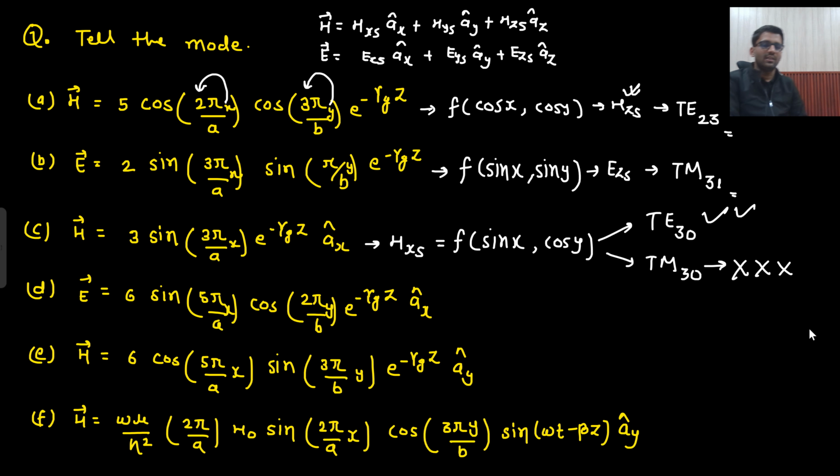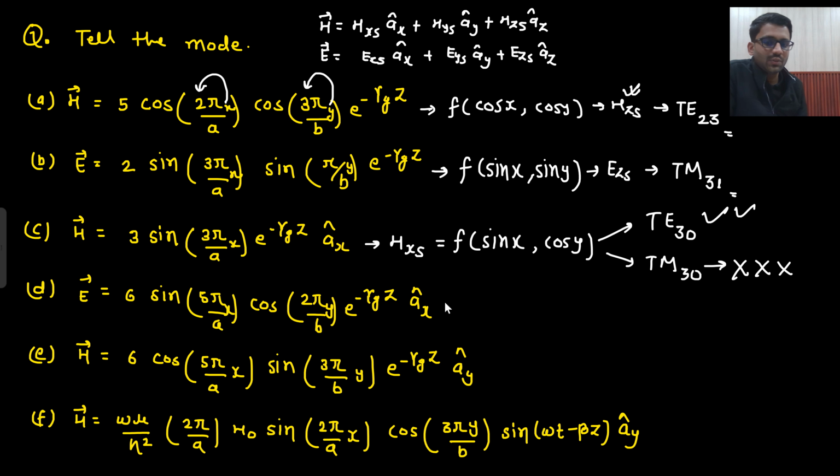That's it. Did you understand what did we do here? We saw this is hx. And I know that my hx is a function of sin x cos y. But it could be TE mode as well and TM mode as well. Then I saw that what is my Mn value? M value is 3, N value is 0. So TE30, TM30. These are my two answers. But then I got to know that transverse magnetic cannot afford having 0. So this is not even possible. So this is the correct answer. That's it. Same goes for this one.